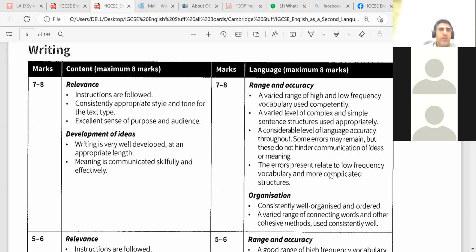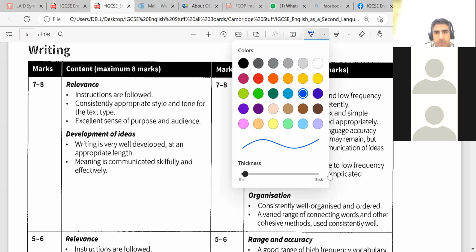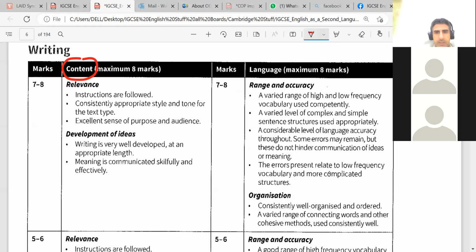Okay, so your writing examiner, what he considers while marking or grading your writing. Here we have two main factors, or let me say rubrics: relevance, or content, and language. Content and language. As you see, content 8 marks, language 8 marks.